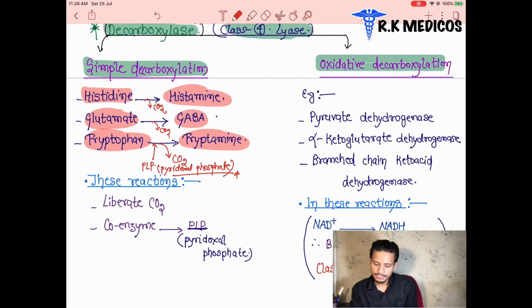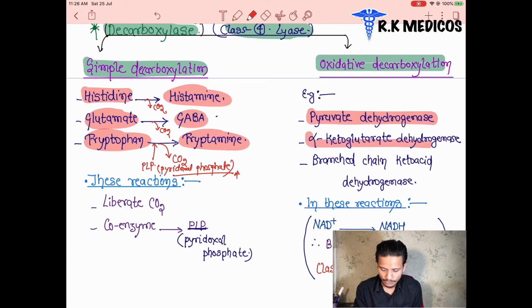Now next we can see oxidative decarboxylation. In oxidative decarboxylation there are several examples, and these are very important. Pyruvate dehydrogenase, alpha ketoglutarate dehydrogenase, and branched chain keto acid dehydrogenase. These are the three examples of oxidative decarboxylation.